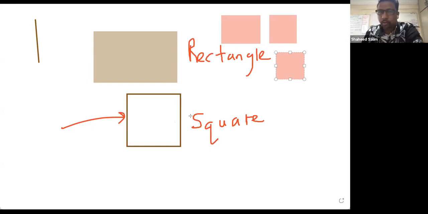Okay, that's number one. Number two, watch out. We're going to have this thing called a parallelogram. I do not know, have you all seen it? Okay, I'm going to draw it. Try to draw a parallelogram down here.